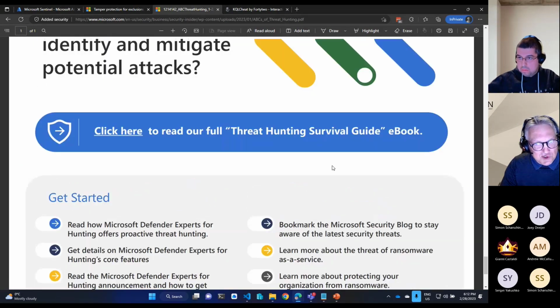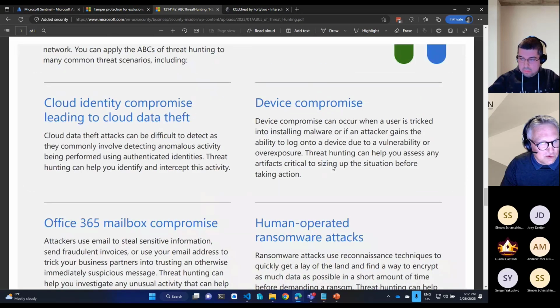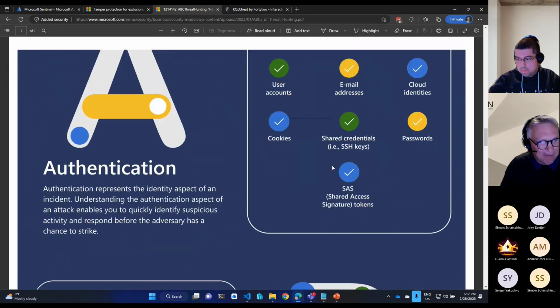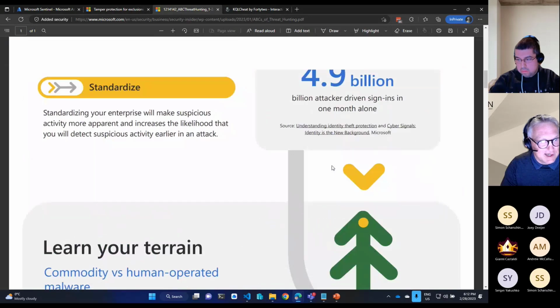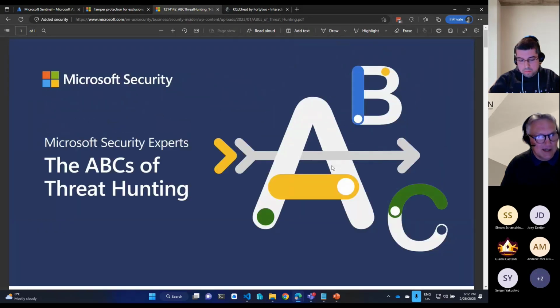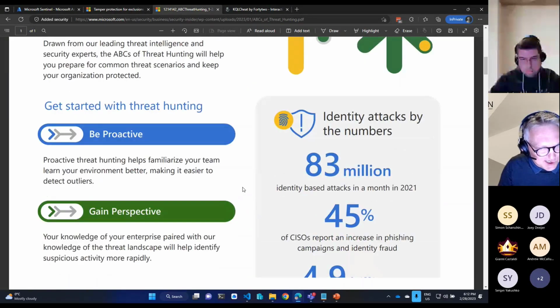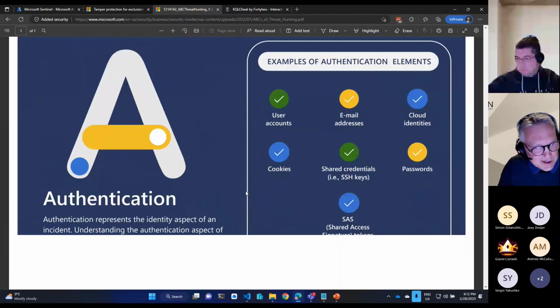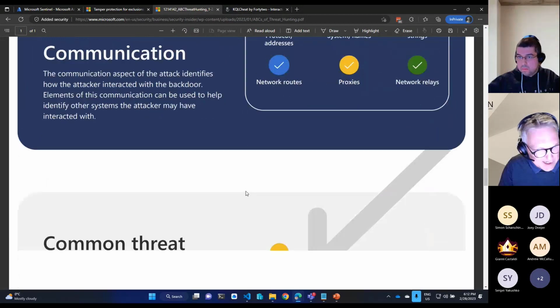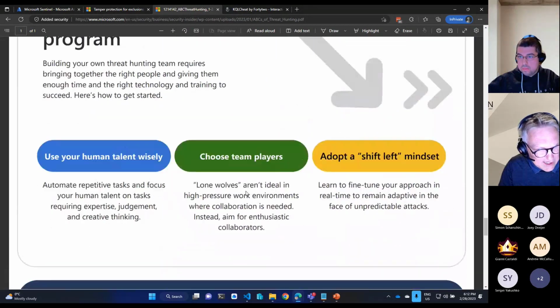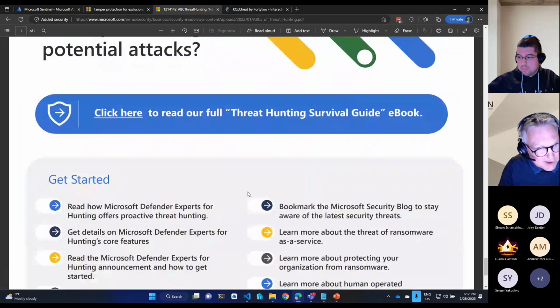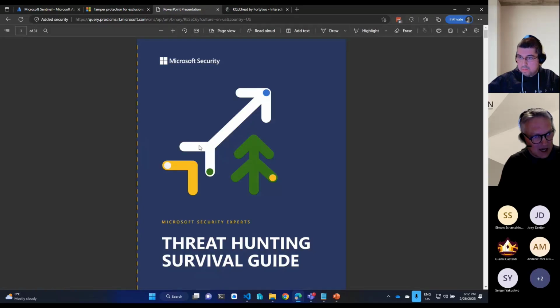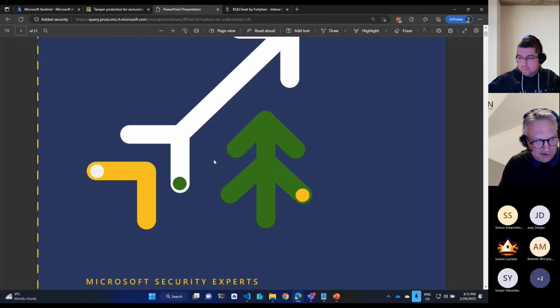But as I was going through this document, I just recognized that I actually have the wrong one. Let me see. It was not the ABC document, that's my mistake. But there's a related document to this. Oh yeah, it's the Threat Hunting Survival Guide book, which goes into even more detail.